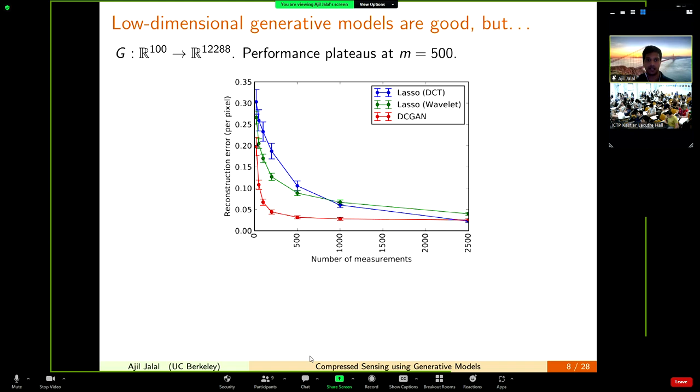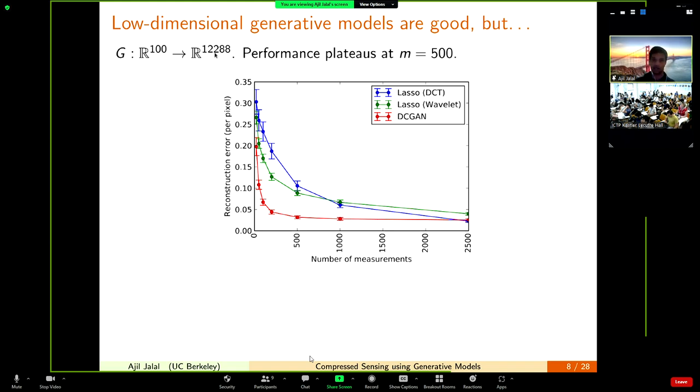And what we see is that the red line is the algorithm we proposed in 2017. And the green and the blue lines are the performance by Lasso. And what we find is the red line drops off very quickly when you have few measurements. But once you hit 500 measurements, it plateaus. And the reason for this is that we only have a model that's going from R^100 to R^12,000.